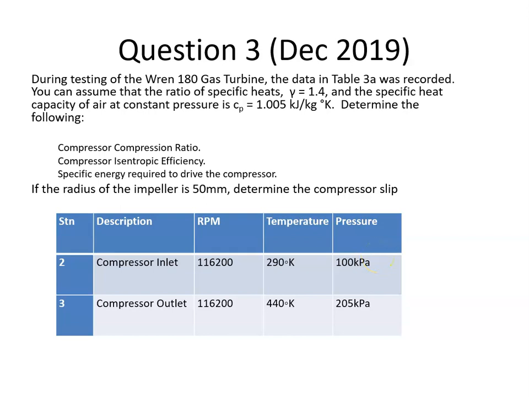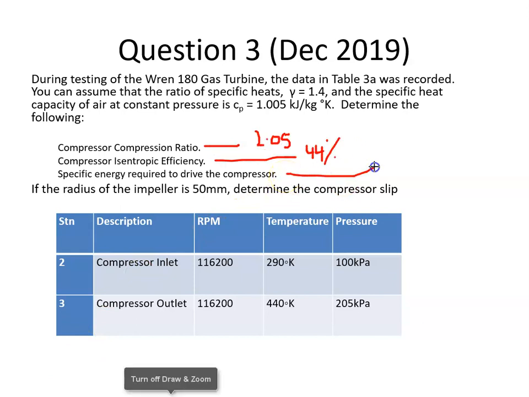In this video, we're going to look at the second part of this question. We have already worked out the compression ratio, which I think we worked out to be 2.05. We worked out the efficiency to be 44%, and we worked out the specific work, and the specific energy we worked out to be 150 kilojoules per kilogram. And the last part of the question is to calculate the compressor slip.